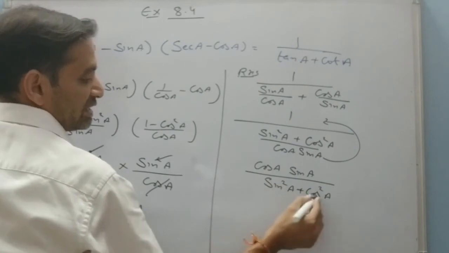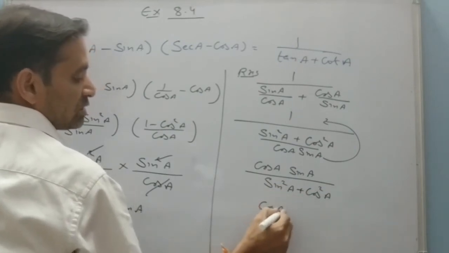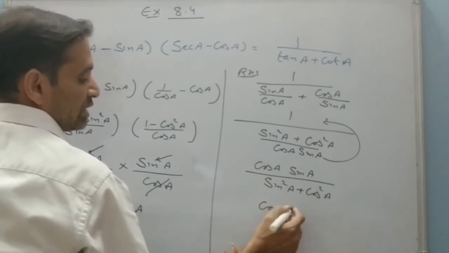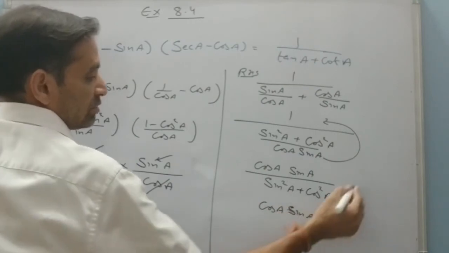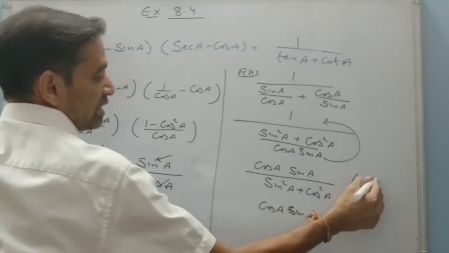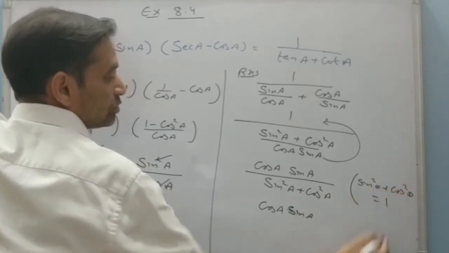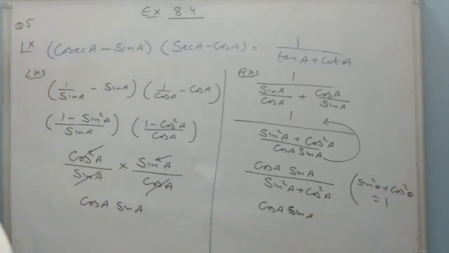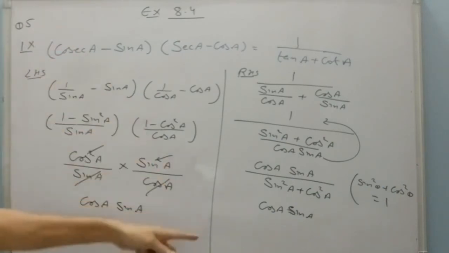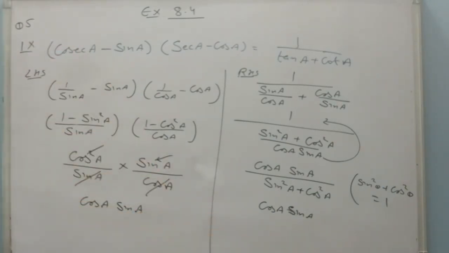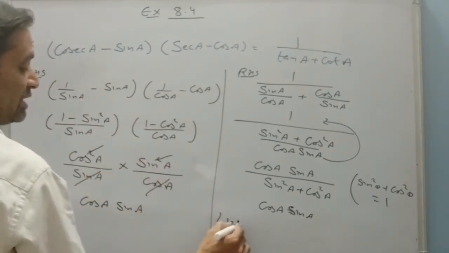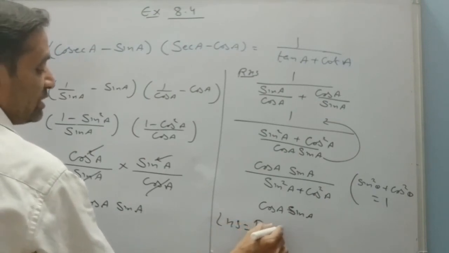You know that it is equal to 1, so it will be cos A sine A, because we know that sine square theta plus cos square theta is equal to 1. That is why the same. So we can say left hand side is equal to right hand side, hence proved.